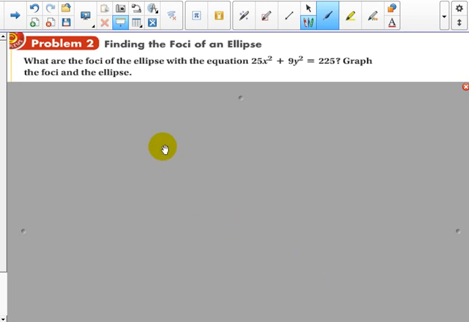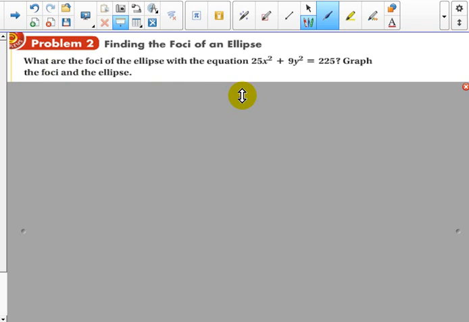Okay, so our next problem, problem 2, is about finding the foci of an ellipse. Now they're going to reverse the situation. They're going to give us an equation, and we have to decide where the two focus points of the ellipse are on that major axis. What are the foci of an ellipse with the equation 25x squared plus 9y squared equals 225? Graph the foci and the ellipse.